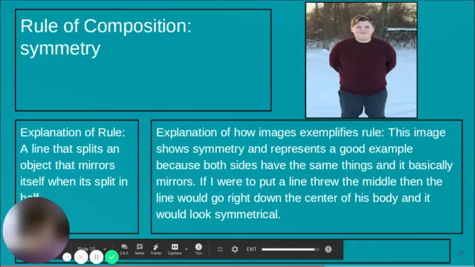I did symmetry, and symmetry is a line that splits an object that mirrors itself when it's split in half. This image shows symmetry and represents a good example because both sides have the same thing, and it basically mirrors. If I were to put a line through the middle, then the line would go right down the center of his body, and it would look symmetrical.